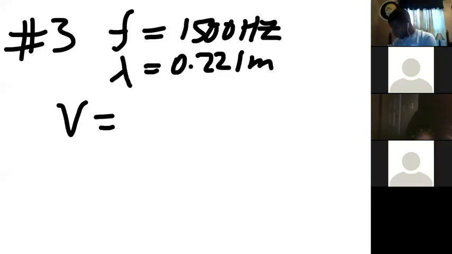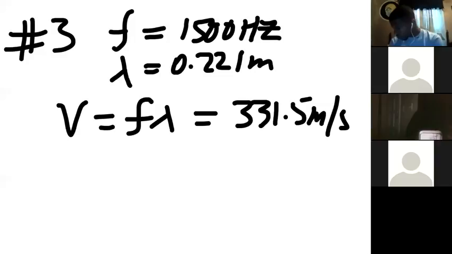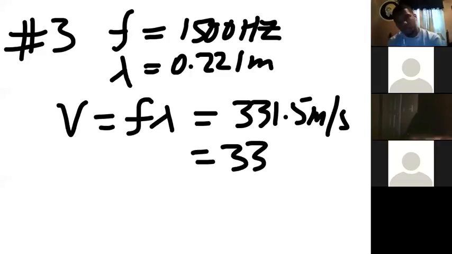Okay, so the speed is... You multiply them, correct? Frequency times wavelength, yeah. So 1500 times 0.221, and that will be 331.5 meters per second. And since we have to keep only 3 significant figures because of the 0.221, you will write this as 332 meters per second.